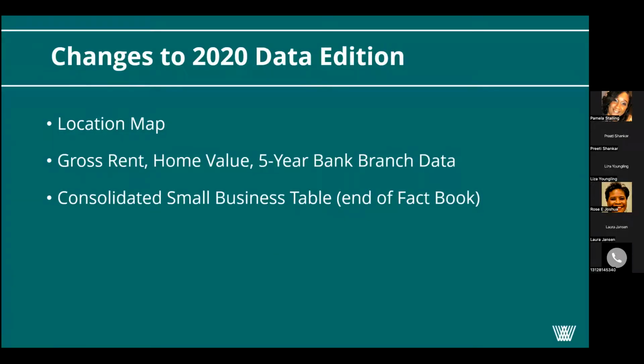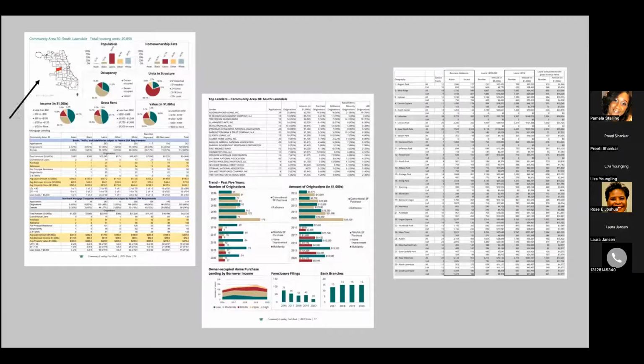So this year we made a couple changes, which I've already hinted at and pointed out a few of them. And I will show you those on the next slide. So first we added a nice little map in the upper left corner so you can see where the geography is. And this is especially helpful for the community areas, I think. We added the gross rent and home value charts I mentioned earlier, and the bank branch data chart that I also mentioned earlier. And then that small business table that we were just looking at, that is all the geographies consolidated together in one table at the end, rather than within each geography's 2-page spread, mostly because if we stuck it at the end of that 2-page spread, it would go over 2 pages and it would not be a clean layout. And that would be very annoying.